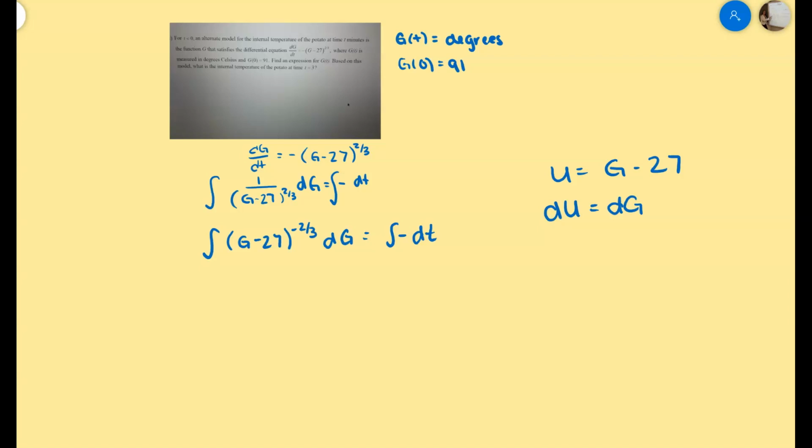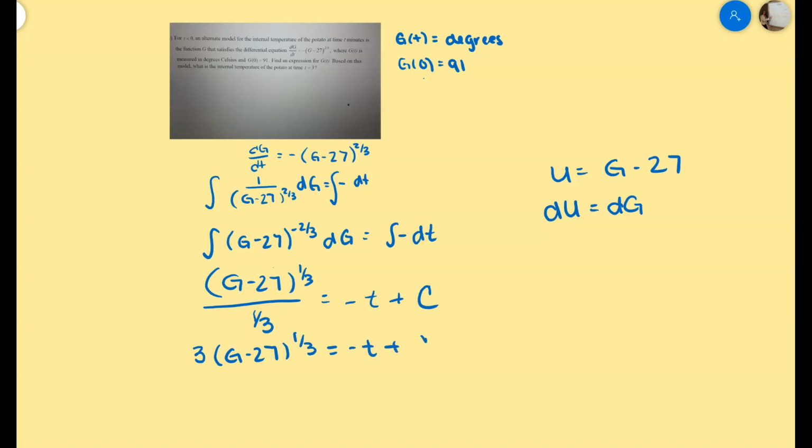So this is like u to the negative 2/3. We take the antiderivative by adding 1 to the power. Negative 2/3 plus 1 is 1/3. So you get (g minus 27) to the 1/3 all over the new power, which is 1/3, equals negative t plus c. So 1 over 1/3 is 3. 3 times (g minus 27) to the 1/3 equals negative t plus c.